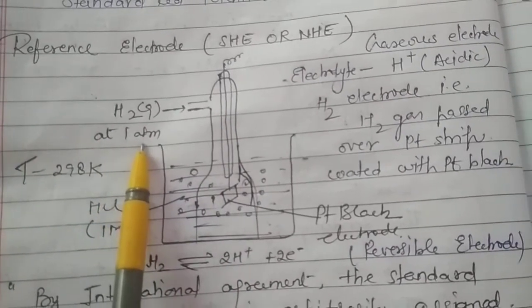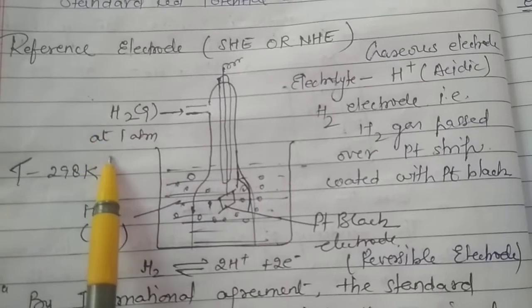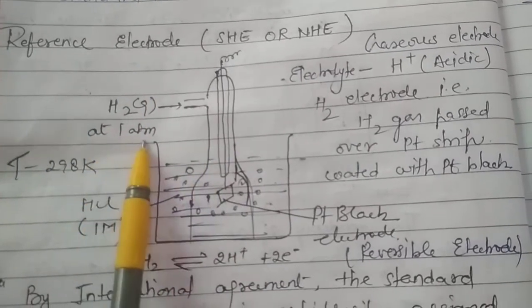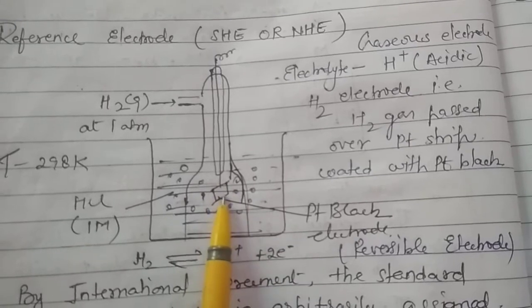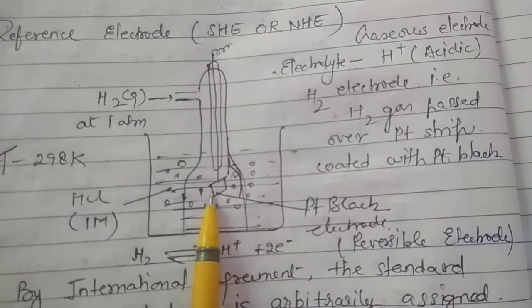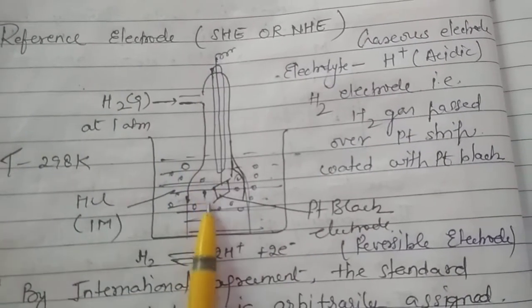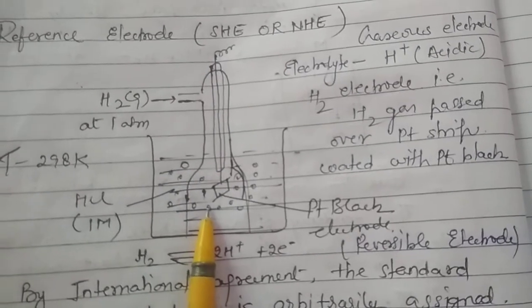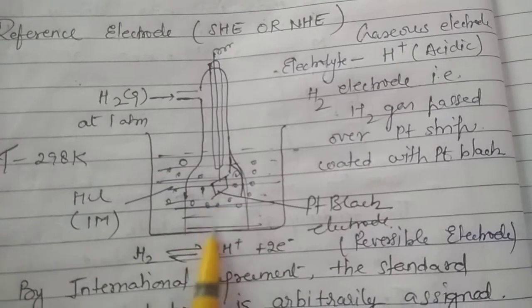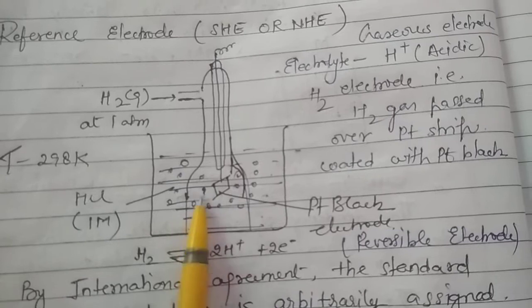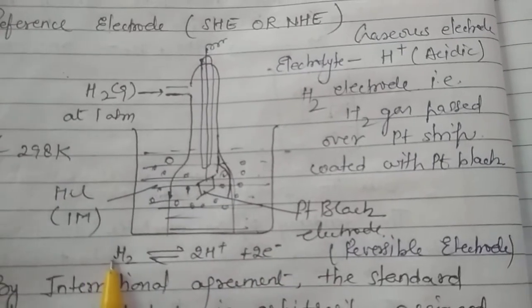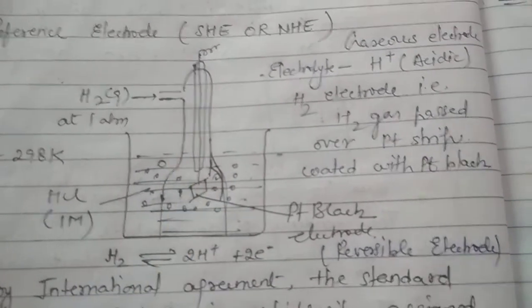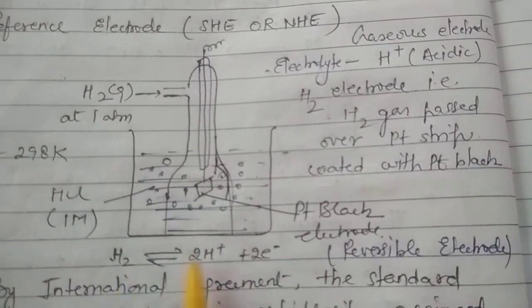That is the standard condition for hydrogen gas to be passed, at 1 atmosphere. The platinum strip coated with platinum black will absorb some of the hydrogen gas, and the rest would be bubbled out through the holes present in the system. So there would be an equilibrium established between the hydrogen and H+ ions.